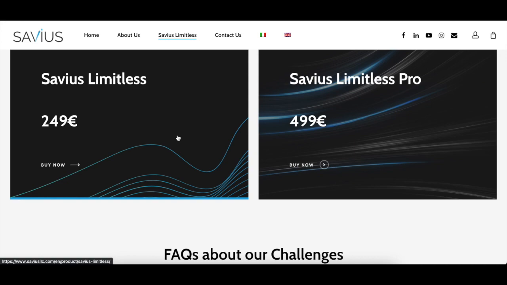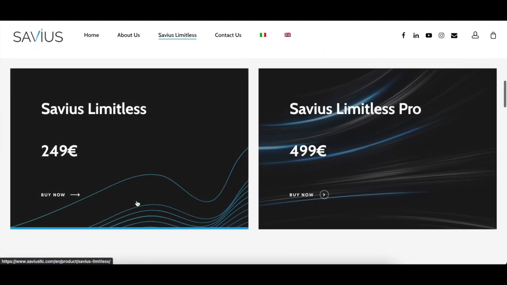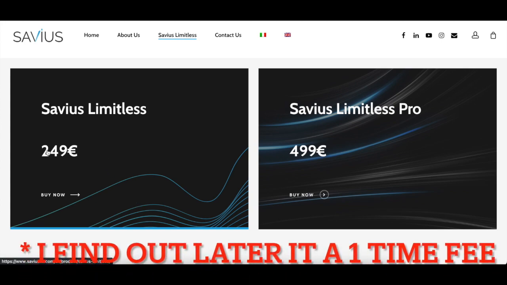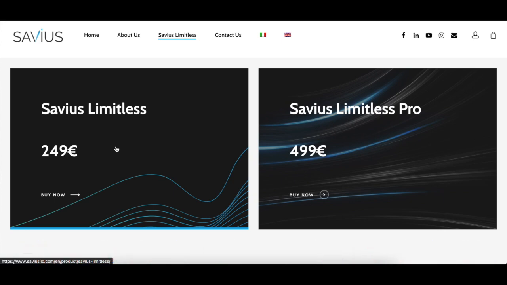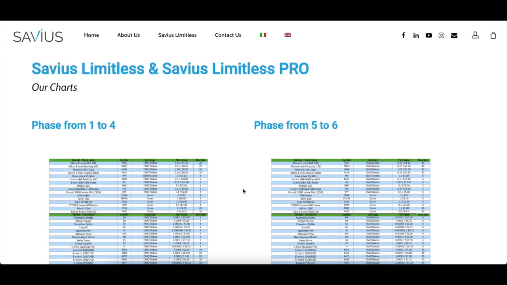I mean, a $50,000 account, $300. And remember, this is most likely a month because it says after 30 days. So let's assume at this point, 1 month fee, $300. I mean, I have to say that's kind of a red strike right there. A $50,000 account anywhere else is maybe $150. So let's explore, first of all, this leverage and size table before we get to the other details. Okay, so there's 6 phases, and apparently phases 1 to 4 and 5 to 6 are different.